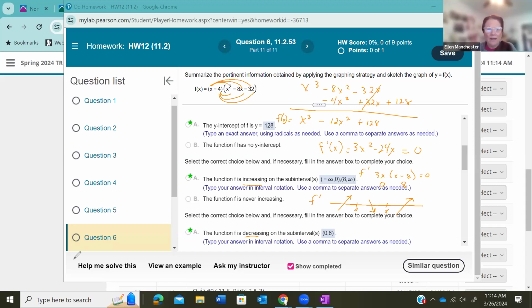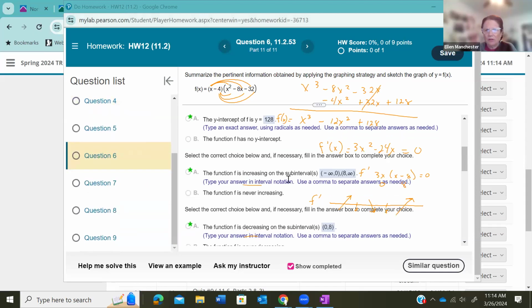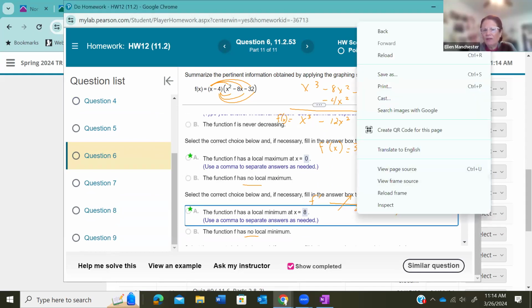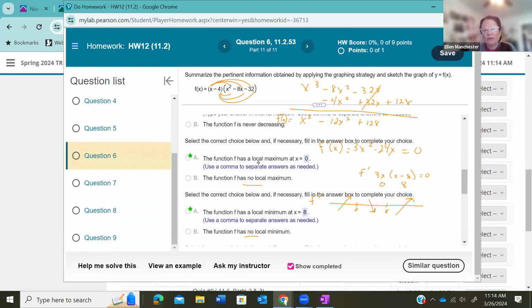Okay. And then if I scroll down a little more, now it's asking where the local maximum is. So based on my test chart, I can see that my maximum is at 0. And notice it's not asking me what is the y value. It's just asking me what's the x value. And then the minimum is at 8, the x value of 8. So again, I don't have to do any calculations. Once I have this test chart, all of my answers are right here. I just answered 4 of those questions just based on one test chart.